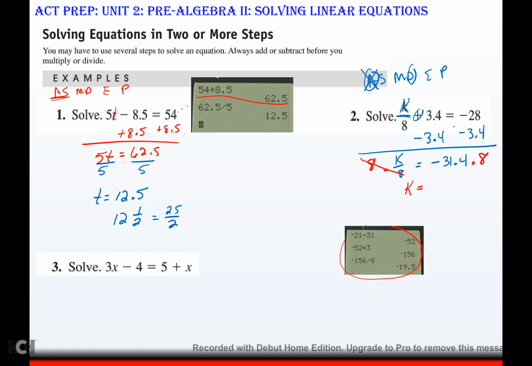I don't know why I did that. K equals negative 31.4 times 8. I don't know really where this came from. I must have been very tired. Negative 31.4 times 8 is negative 251.2.